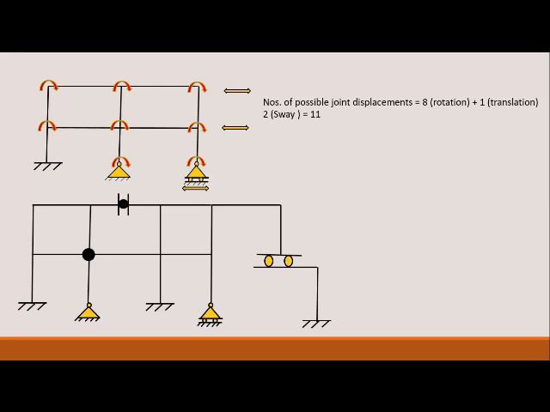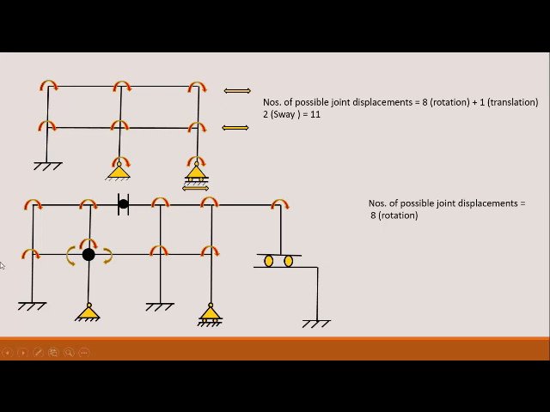So here we can see, let us consider it part by part very carefully. These are the numbers of joint rotations that may occur. So how many joint rotations are there? There are 5 joint rotations at the top level, and at the first floor level there are 3. So there are 8 possible joint rotations. Let us sum it up: 8 rotations in the rigid joints.